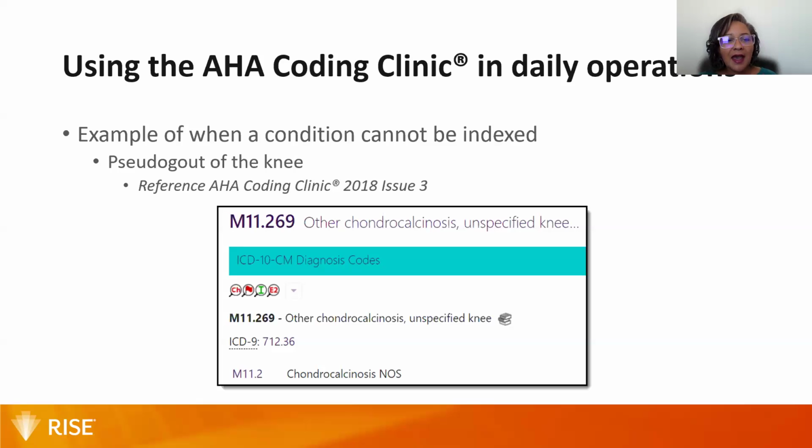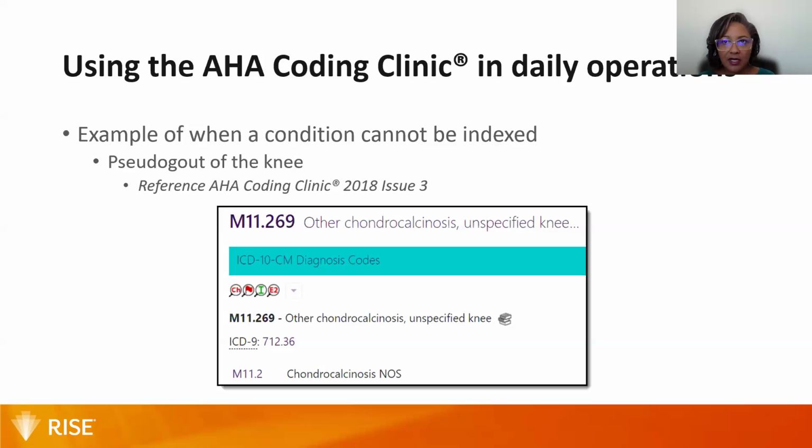So if you're looking at the AHA Coding Clinic from 2018 issue 3, or quarter 3, if you want to call it that, you will see that there's a condition that you cannot index. The condition itself we're talking about is pseudo gout of the knee. So if you try to index pseudo gout, you cannot get anywhere. Okay. However, there was a question that was submitted to the coding clinic stating that their provider was using the term pseudo gout of the left knee. And so I just changed it up to just knee in general.